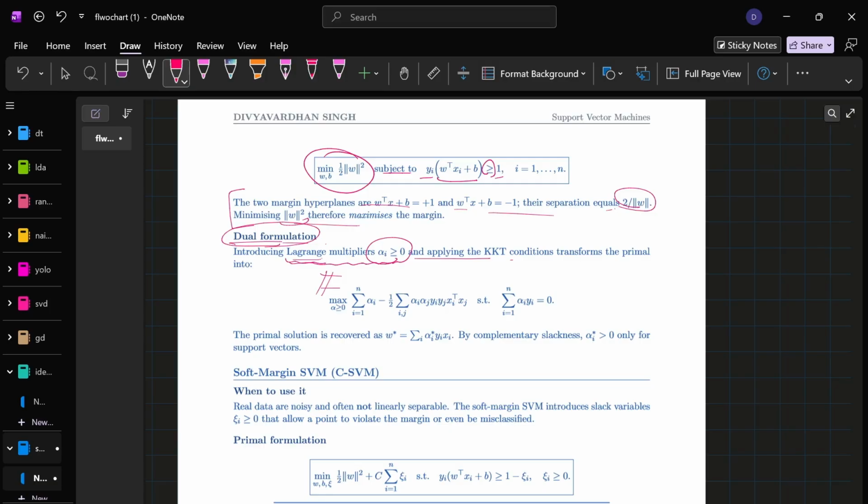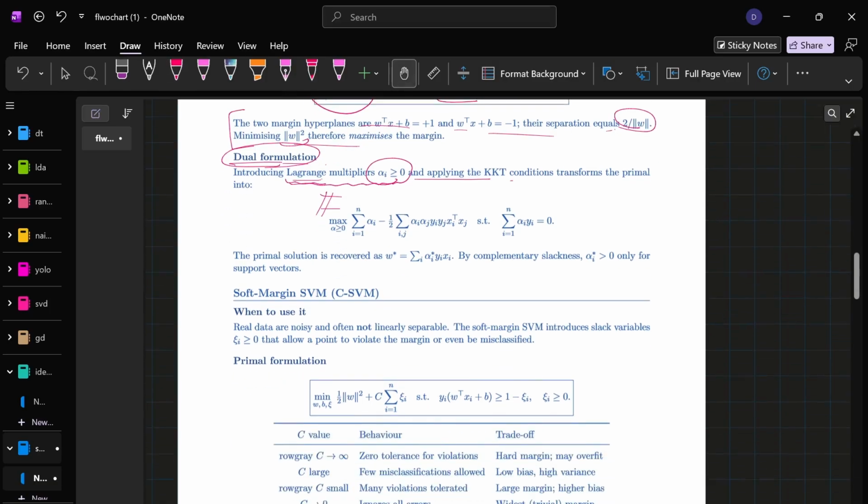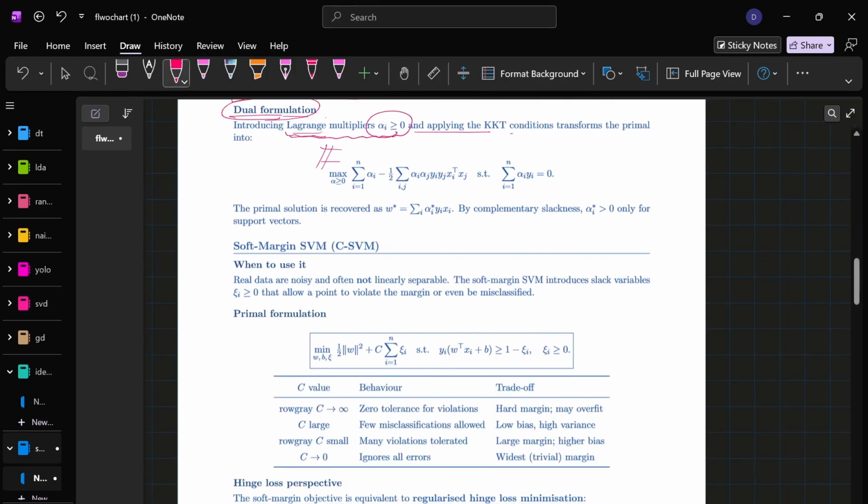So moving forward to the second part, that is the soft margin. In real life, data is noisy. Perfect separation is very rare and often impossible, so hard margin SVM is usually impractical. That's why we use the soft margin. We have a concept here called the slack variable. Soft margin SVM introduces slack variables called xi. These variables allow some points inside the margin or even misclassified points.